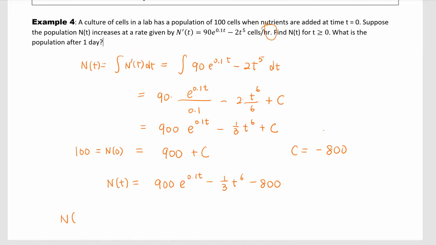Be careful, our units is hours. So 1 day is how many hours? 24 hours. You gotta be careful. So sometimes if the unit is days, then you plug in 1. If the unit is hours, then you need to think of, okay, how many hours in a day? It's 24 hours. So we plug in 24. So we get 900 e to the 0.1 times 24 is 2.4, minus, this is 24 to the 6, and minus 800.